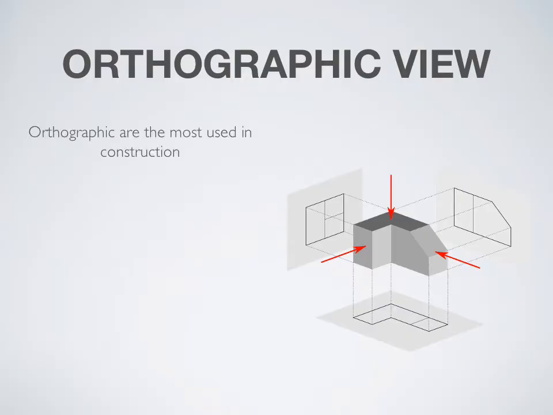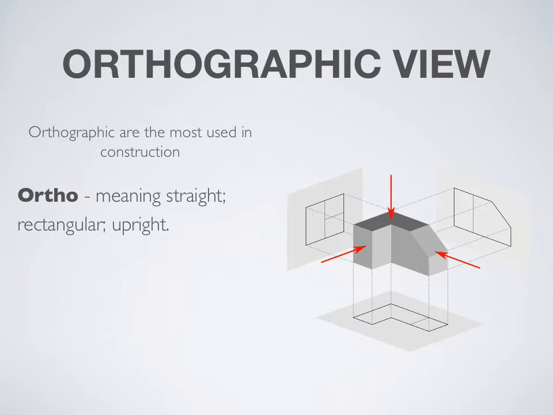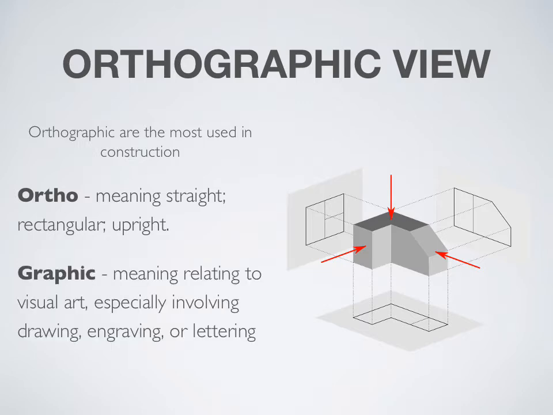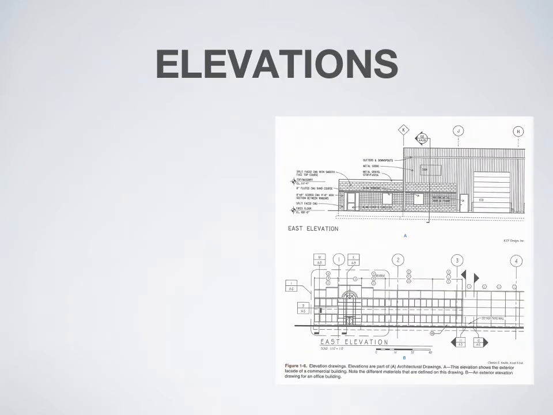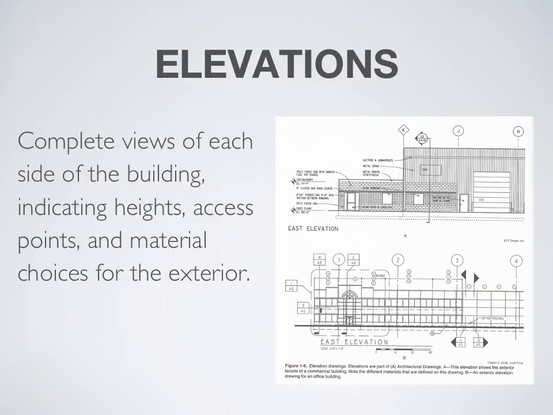You can see here how orthographic drawings are true to life. The size of each elevation will be the same exact sizing on the drawings. Speaking of elevations, they are complete views of each side of the building, indicating heights, access points, and material choices for the exterior. They also give us clues about sections too, and we'll get to that in a bit.